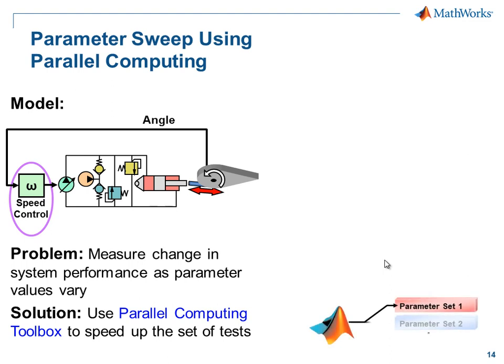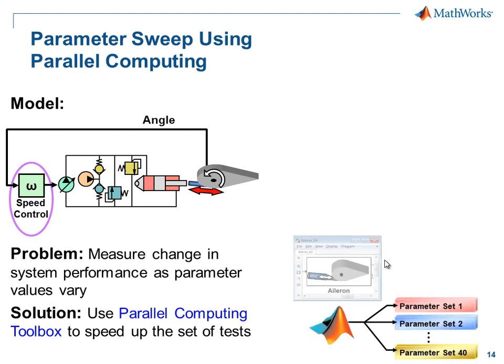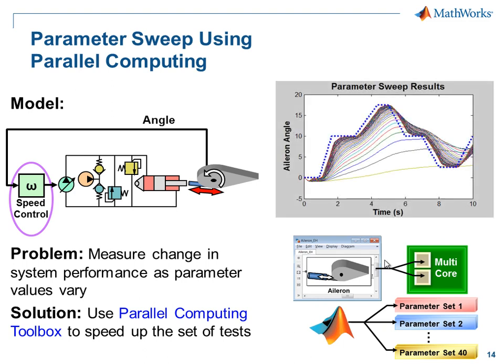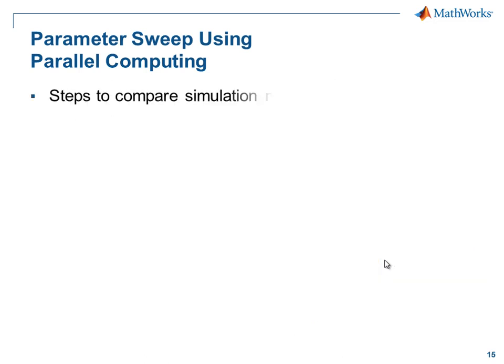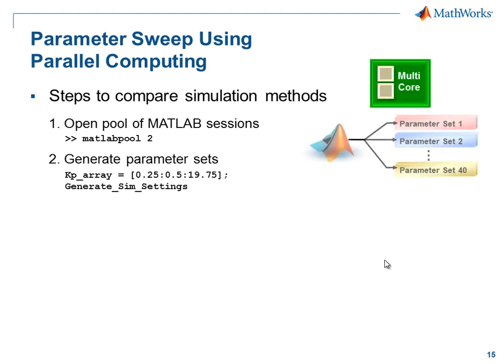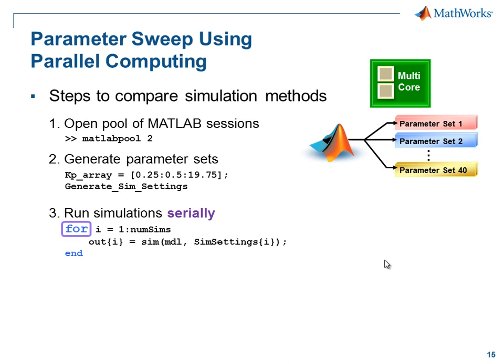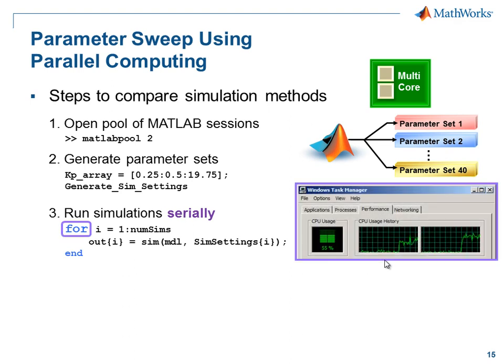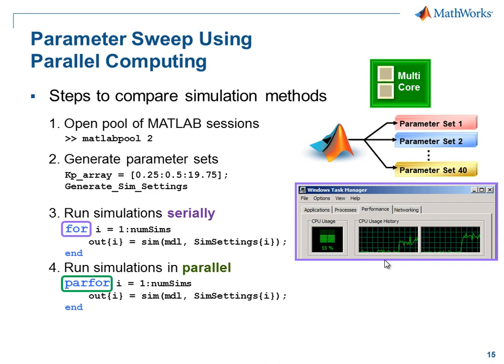We're going to generate the sets of parameters that we wish to test and distribute the simulations to two cores on my multi-core machine. We'll see the results of that parameter sweep and see that using parallel computing we can run it even faster. To perform this parameter sweep, we'll first need to open a pool of MATLAB sessions. We'll then generate the parameter sets we wish to test. We'll first run the simulation serially using the for command, and then we'll run the simulations in parallel and see how much this speeds up our parameter sweep. I'll now switch over to the model so you can see how this is done.